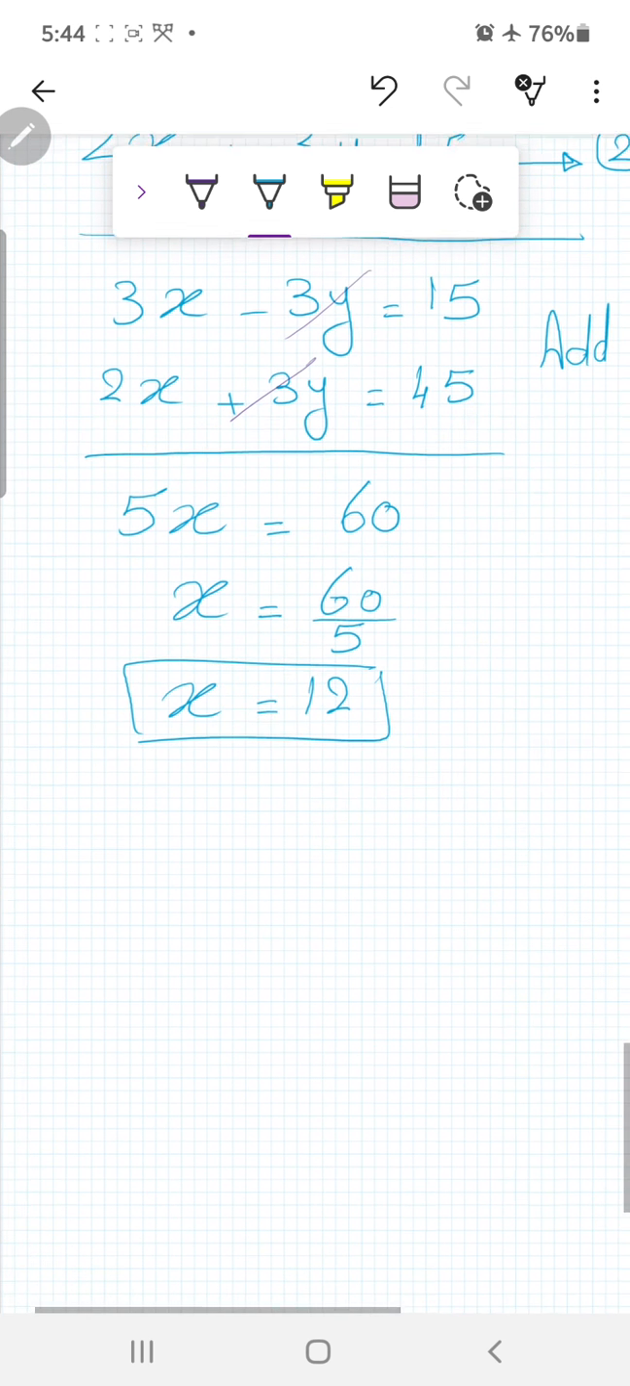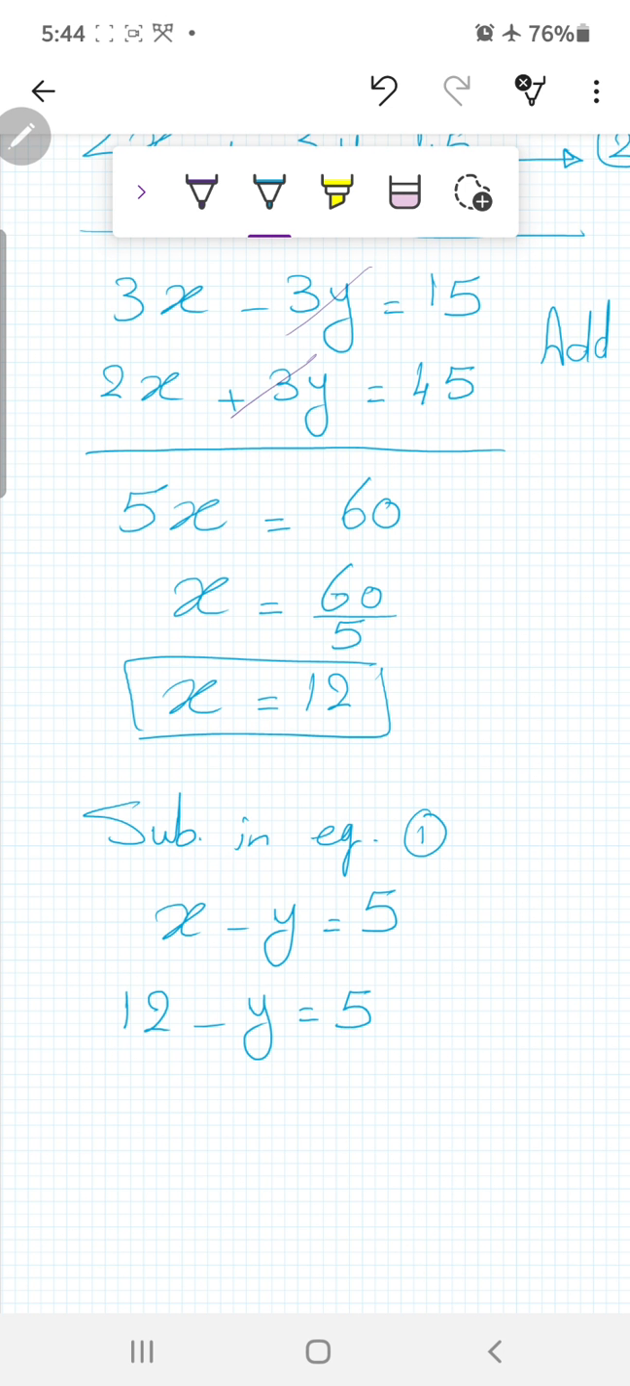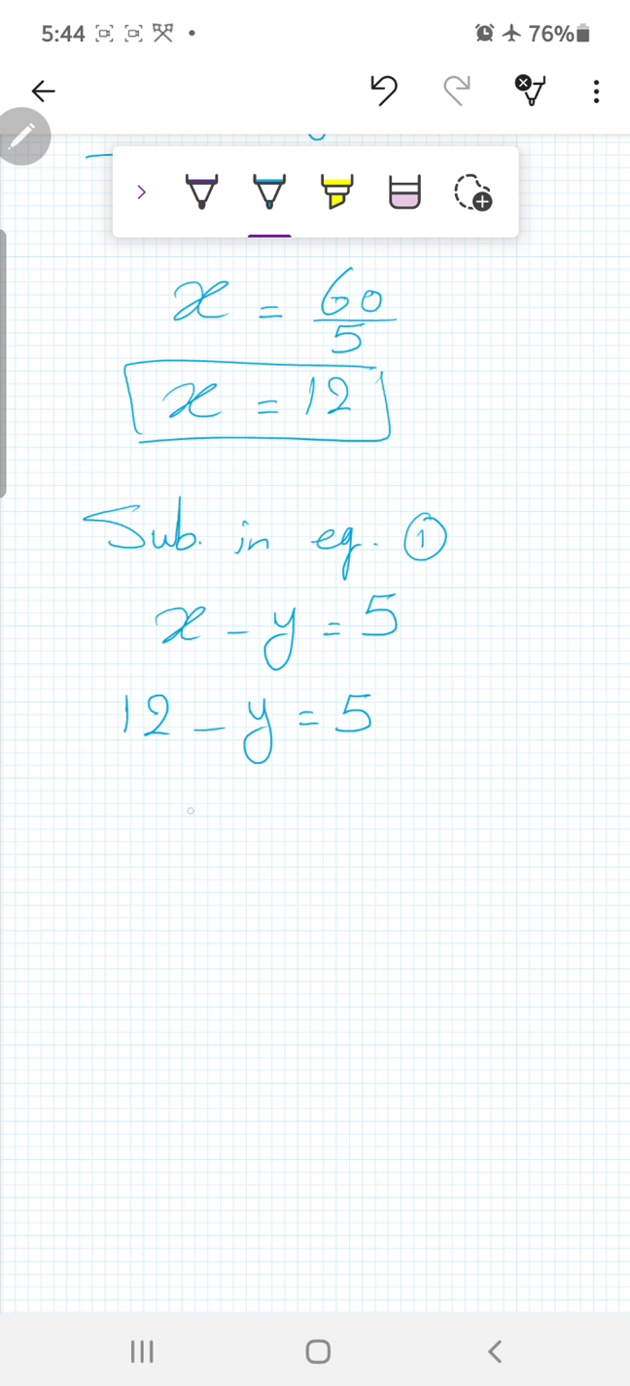Substitution in any equation to get the value of y. Let's take equation number 1. So substitution in equation number 1: x minus y equals 5. It means 12 minus y equals 5. Move 12 to the other side. Don't forget, negative y equals 5 minus 12. So negative y equals negative 7. Cancel negative with negative, so y equals 7.